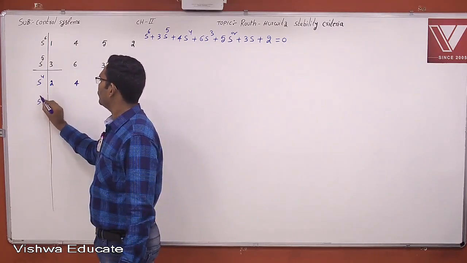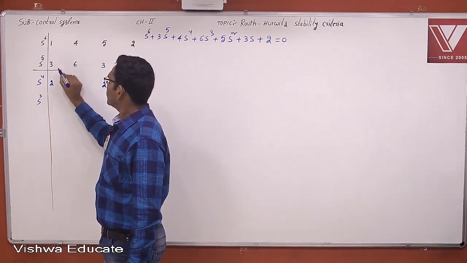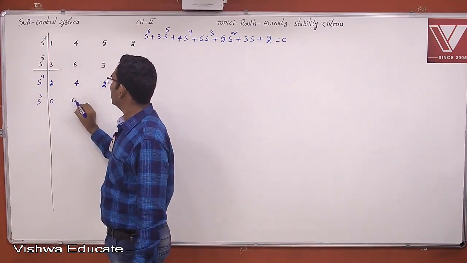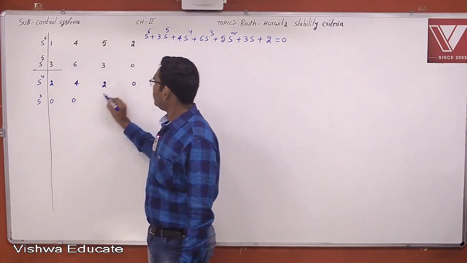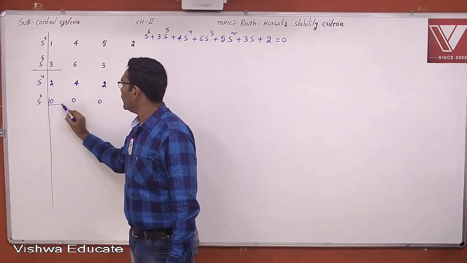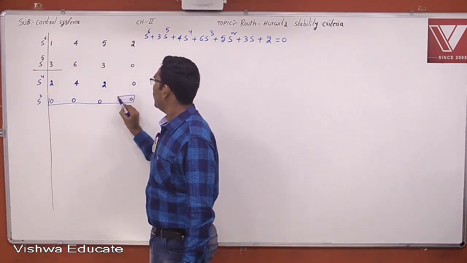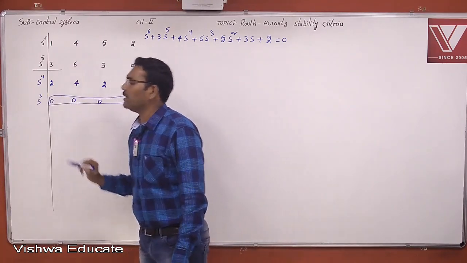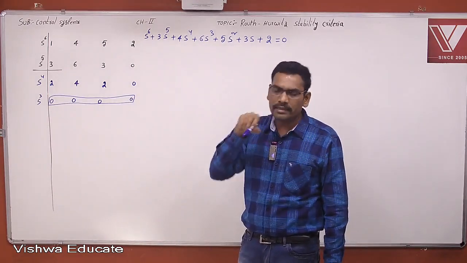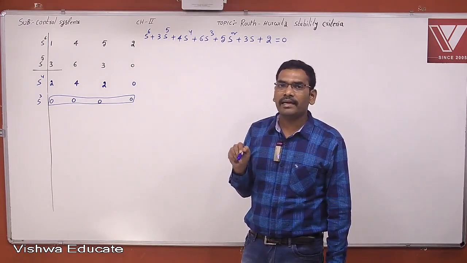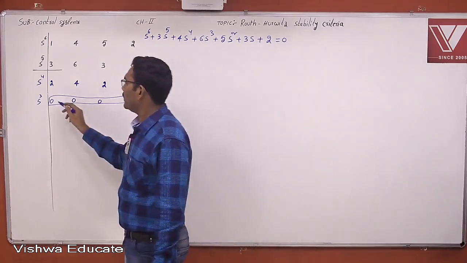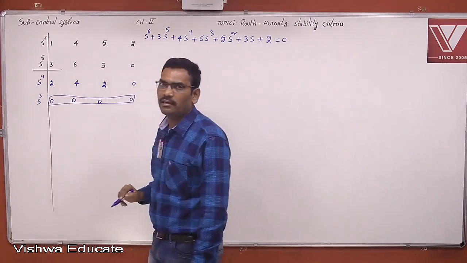Now see here, s cube. 2 into 6, 12 minus 12, 0. 2 into 3, 6 minus 6, 0. Now 0, 0. What happened now? One complete row becomes 0. I hope you already understand the meaning of that. Whenever one complete row becomes 0, it means definitely the poles are arranged symmetrically in the S-plane with respect to the origin. Am I not?